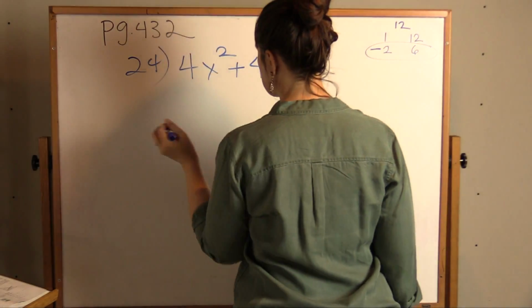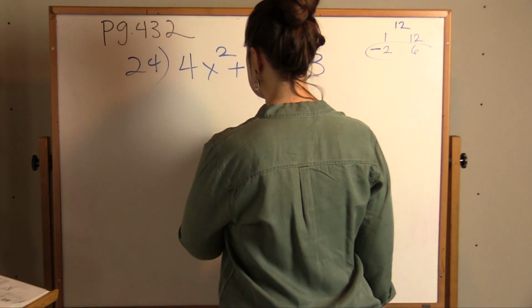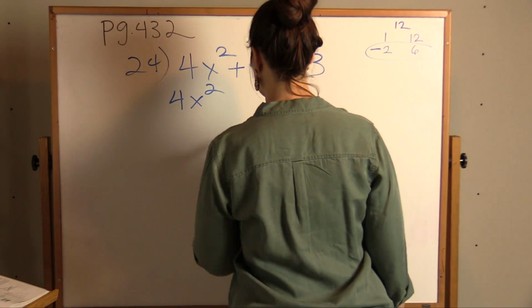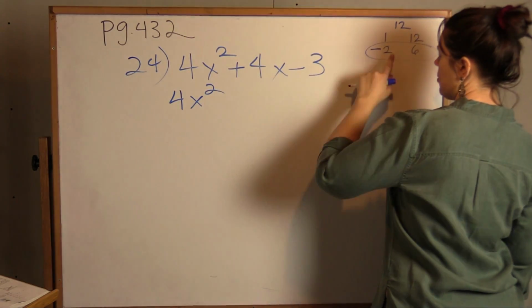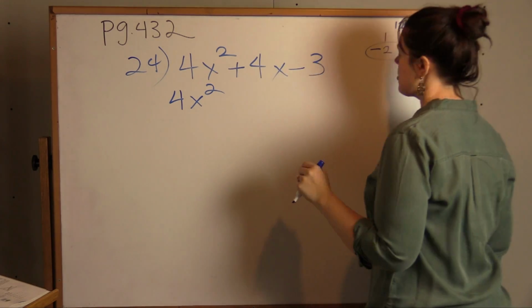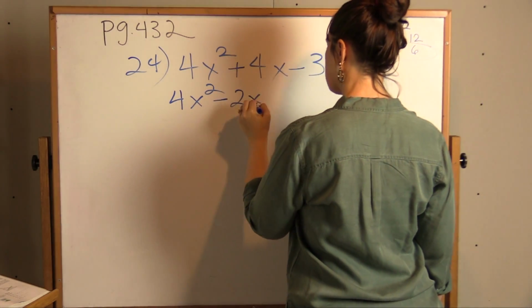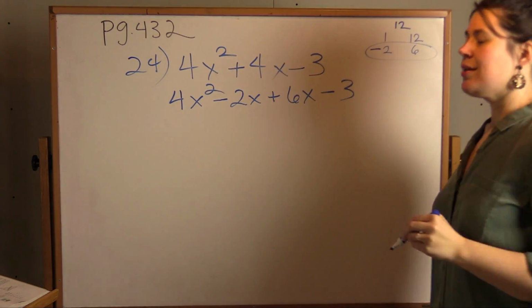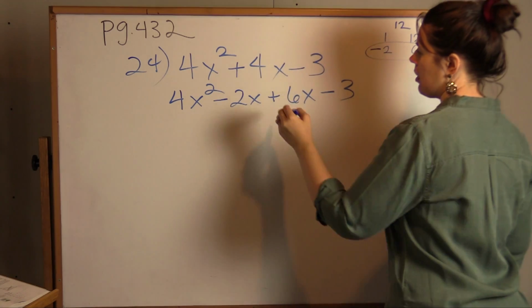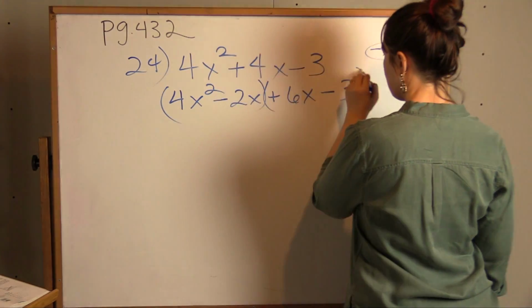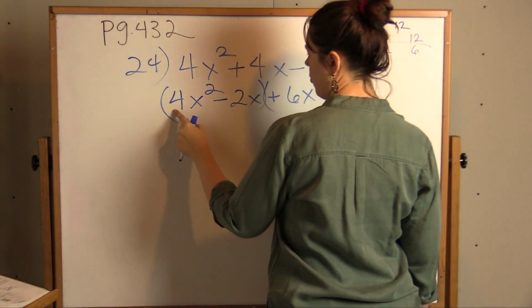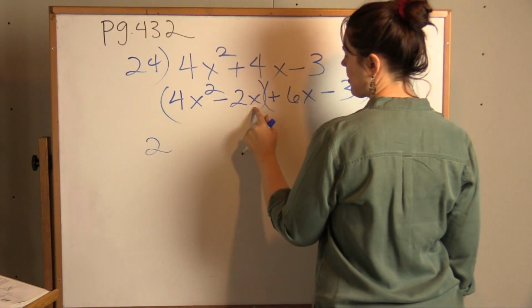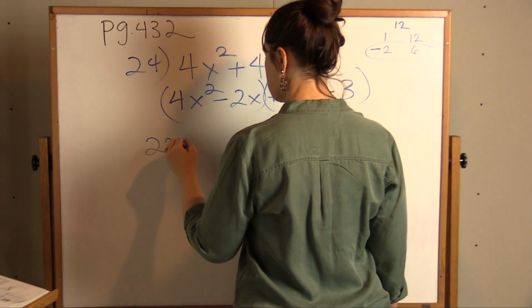So now here's where it's different from our last method. Instead of putting this all in parentheses, what we're going to do is 4x squared. We're going to rewrite substituting these numbers in for 4x. Minus 2x plus 6x minus 3. The next step is to factor by grouping. So the first 2 and the last 2. In the first 2, I have a 4 and a 2, so that means I can pull out a 2. I have an x squared and an x, which means I can pull out an x.